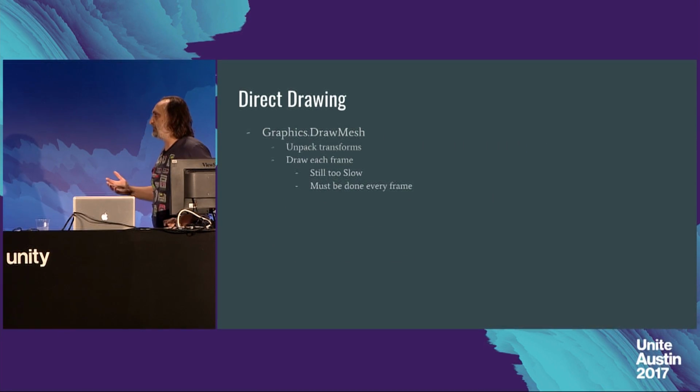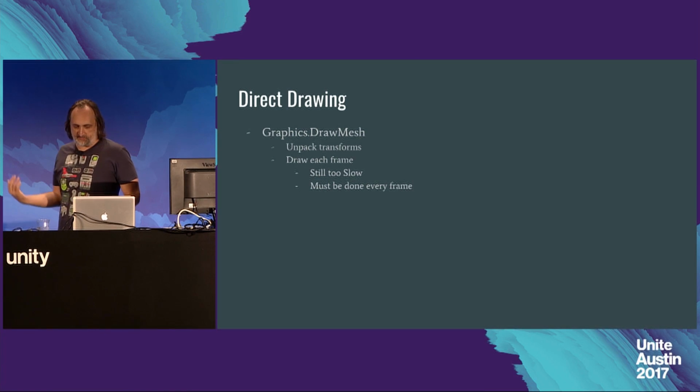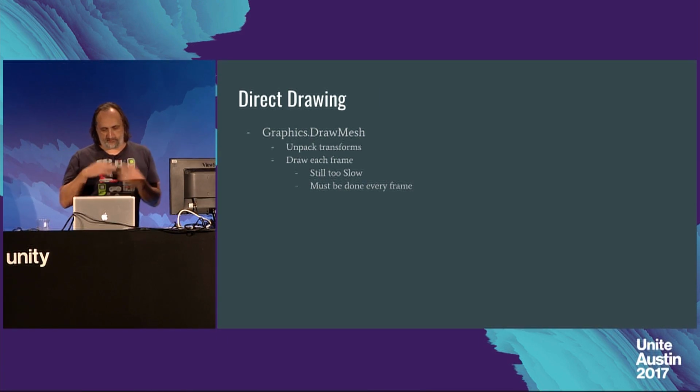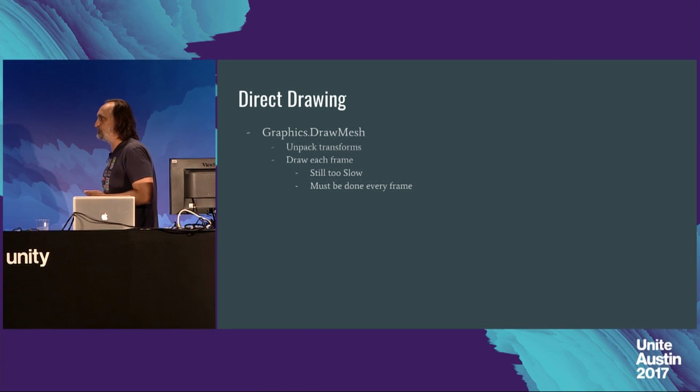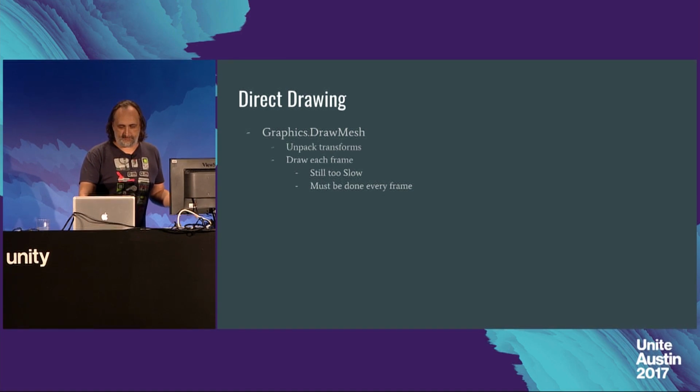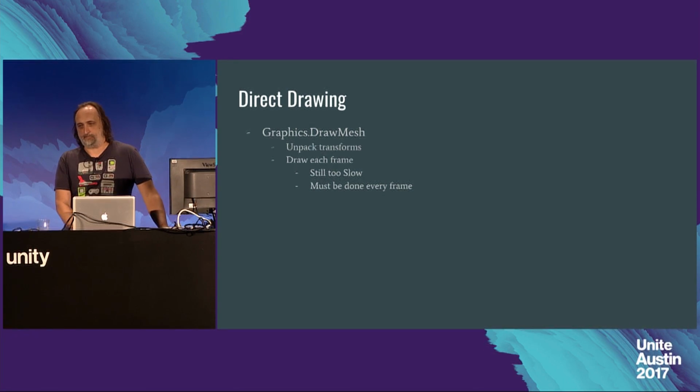So next I tried using graphics draw mesh. Let's just submit the stuff. We already have it in what looks like a draw list anyway, so we'll just submit it. So we unpack those transforms into this list of matrices, and then we just submit each one to the render engine. The problem with this is that it's still slow because you have to submit it every frame.